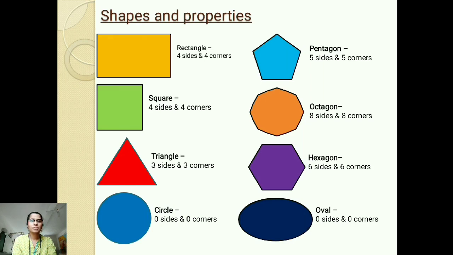You can remember the names of the shapes, and with the names of the shapes, you can remember the sides and corners. Like octagon, octa means 8. So it will be easy for you all to remember that an octagon has 8 sides and 8 corners. Similarly for hexagon, hexa means 6. So it has 6 sides and 6 corners.